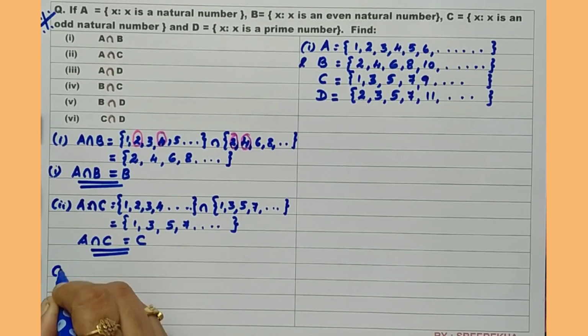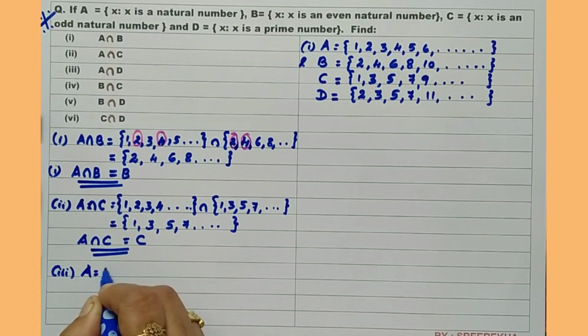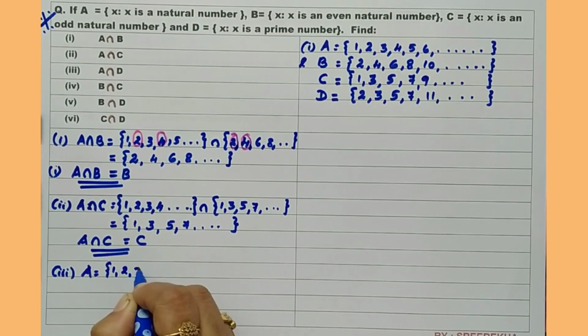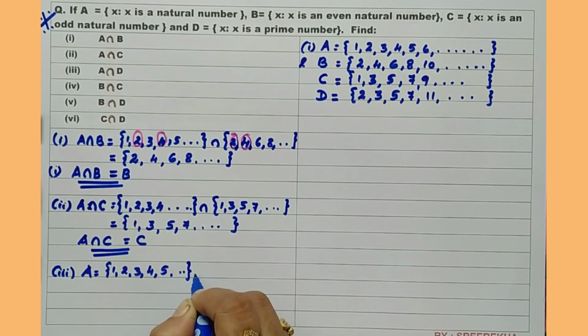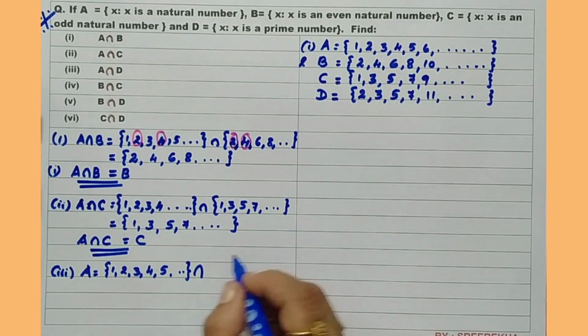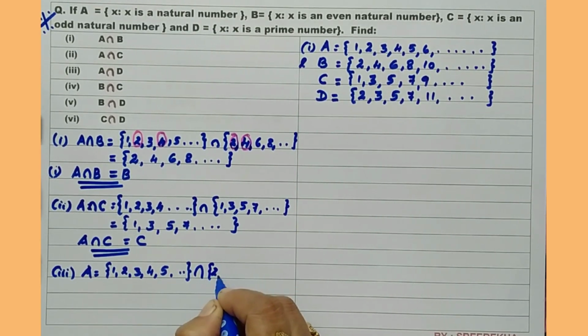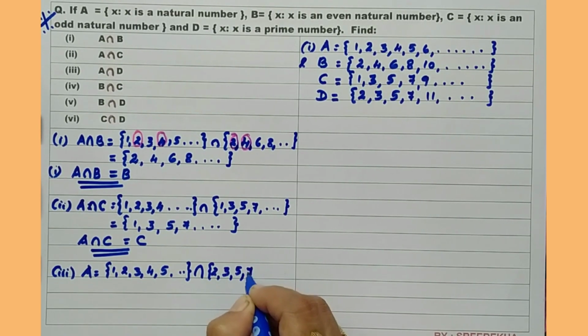Come with question number 3. What is A intersection D? A is the set 1, 2, 3, 4, 5, etc. That you need to take intersection with, what is the set D? D is the set 2, 3, 5, 7, 11, etc.